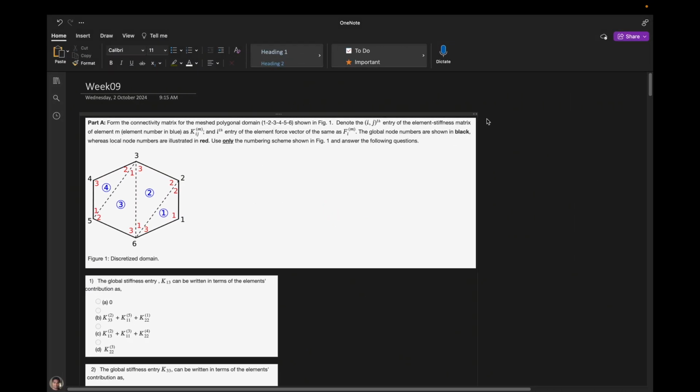So this is the problem from assignment 9, and in this assignment we can see that it is completely related to the nodes and shape functions, etc. Okay, so let's understand and try to solve the problem.